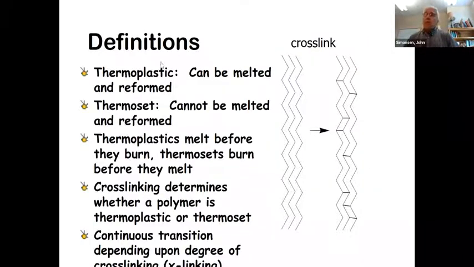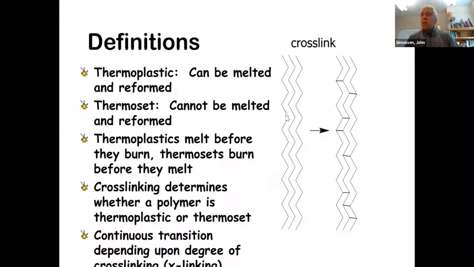So there's some definitions. There's definitions of 2 words here. This is more lingo to memorize. A thermoplastic can be melted and reformed. A thermoset cannot be melted and reformed. So I like to think of them this way: thermoplastics melt before they burn, thermosets burn before they melt. And there's a reason for that.